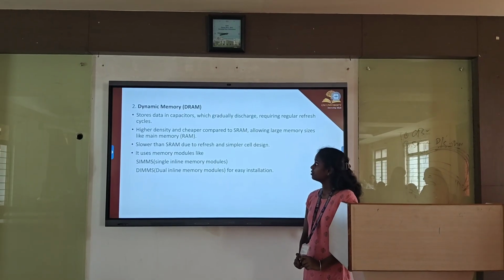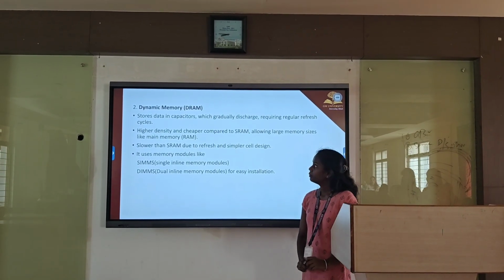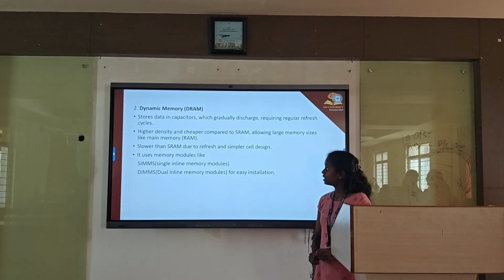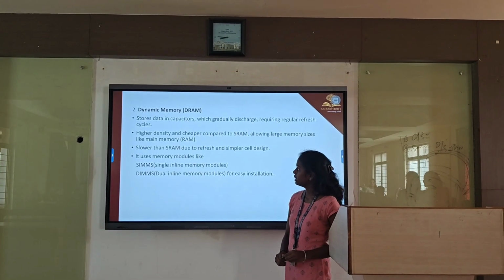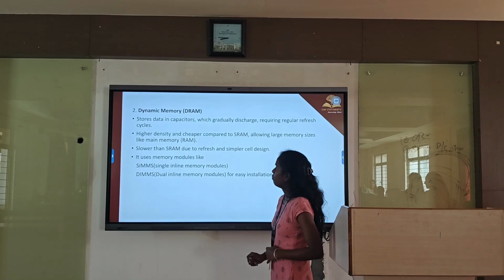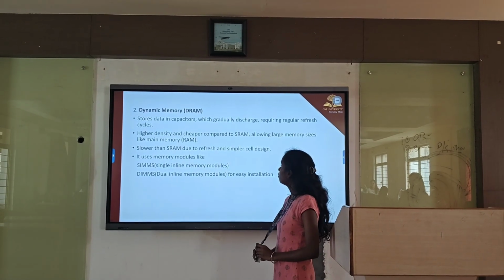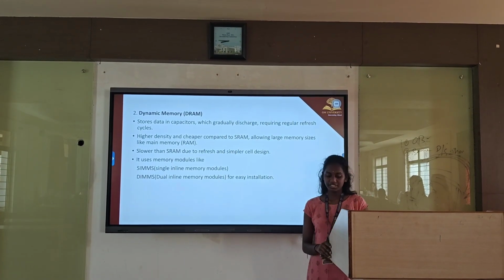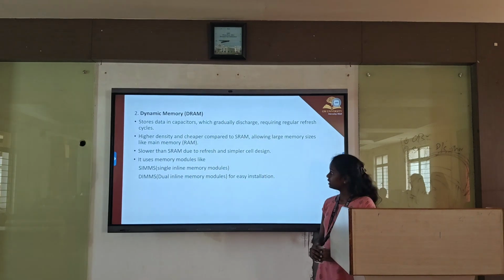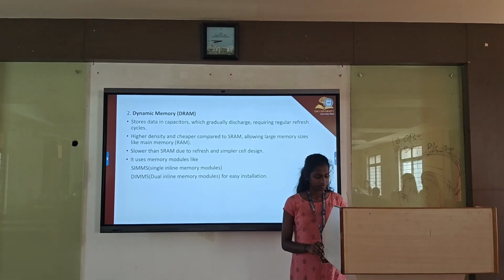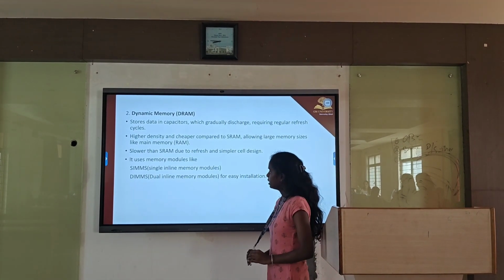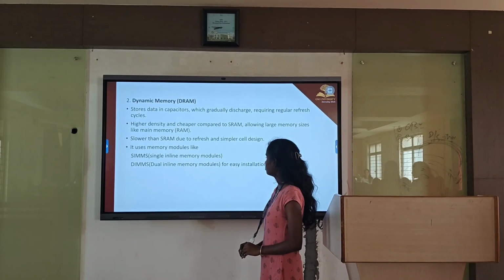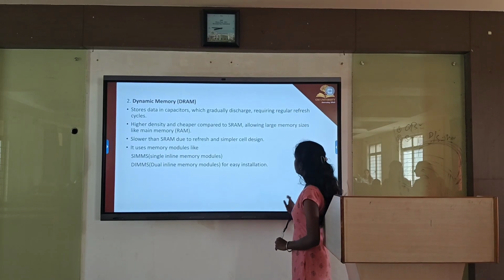DRAMs use an organization similar to SRAM, but the physical implementation is different. Even smaller personal computers use DRAM, from 1 bit up to 32 GB, because DRAM is cheaper and denser than SRAM. It is used to build large memories. It uses modules like SIMMs, single inline memory modules, and DIMMs, dual inline memory modules, for easy installation.